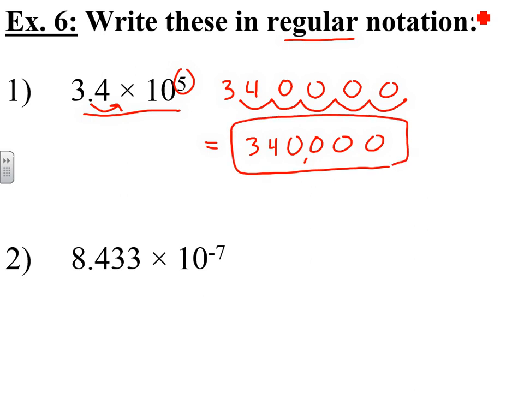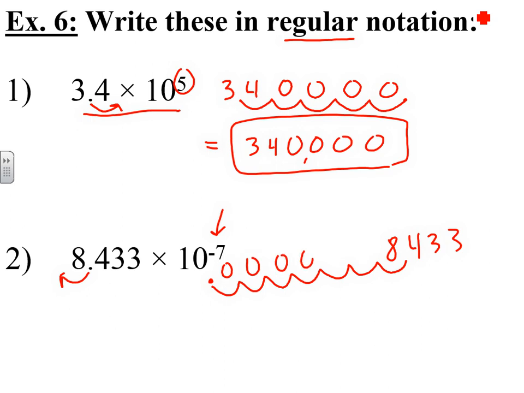The second example has a negative exponent, so this is going to be a tiny number. So we'll actually move to the left, because remember, tiny numbers have negative exponents. So to begin with this one, we got 8, 4, 3, 3. We begin right here, we're going to move 7 to the left. So 1, 2, 3, 4, 5, 6, 7. That's where the decimal place goes. We'll fill these in with zeros, and in this case we end up having 6 zeros.